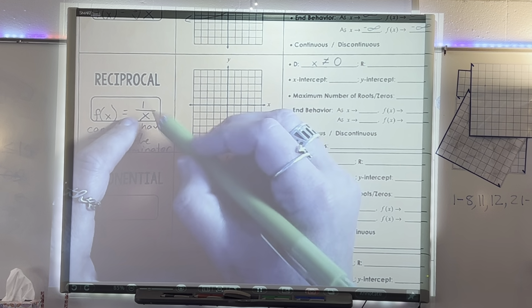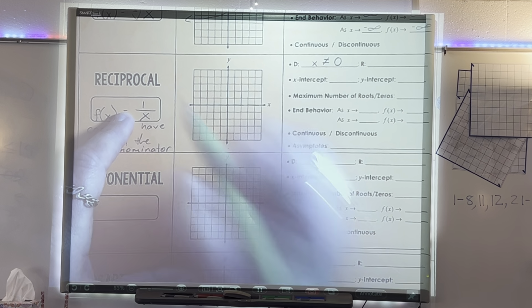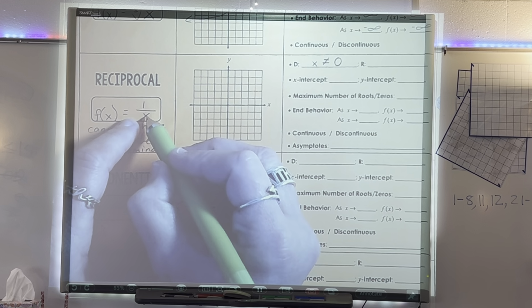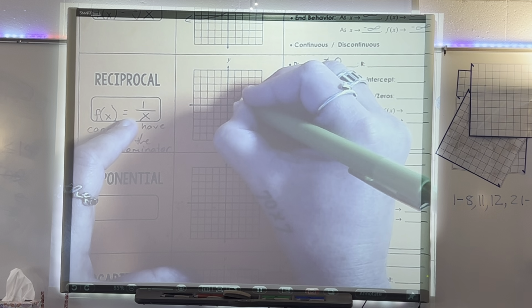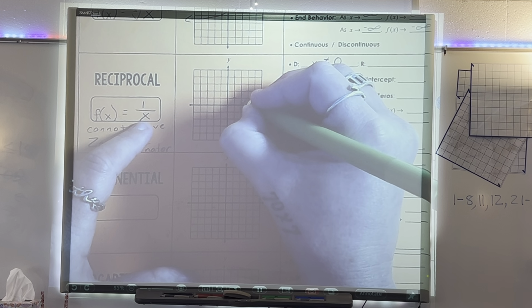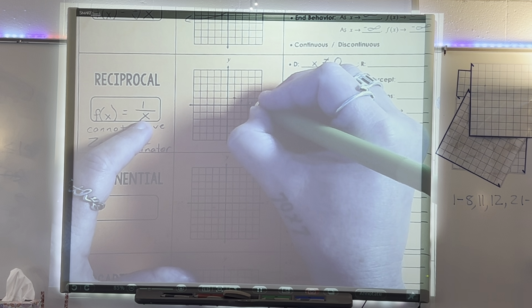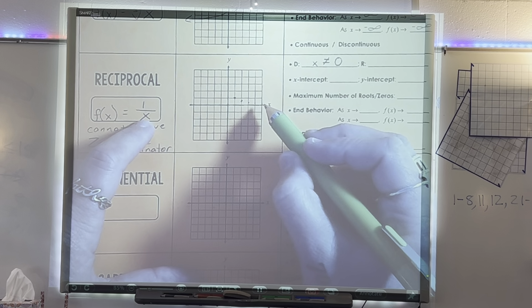So if I choose numbers in here, because in the others I've chosen 0 and plugged it in, right? But if I choose 0 and plug it in here, I have an issue. So that won't work. But I can plug in 1, so 1 divided by 1 is 1, so I have 1 and 1. If I choose 2, I end up with a half. If I choose 3, I get a third. 4 would be a fourth. 5 would be a fifth, and so on. So I'm getting closer and closer and closer to this line.